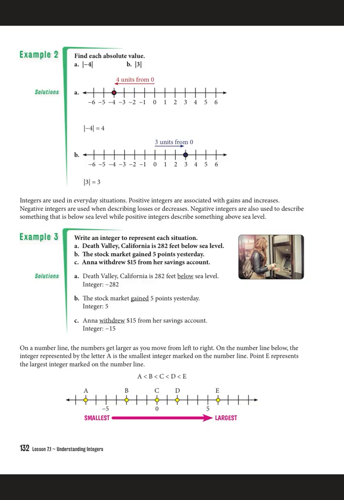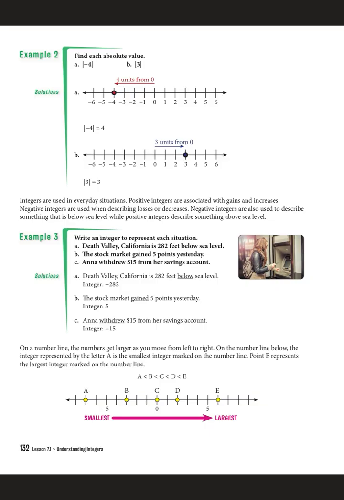So for part A, Death Valley, California is 282 feet below sea level. B, the stock market gained 5 points yesterday. C, Anna withdrew $15 from her savings account. So in the solutions, they set up the integers for you. They show you how you would write those situations using integers.